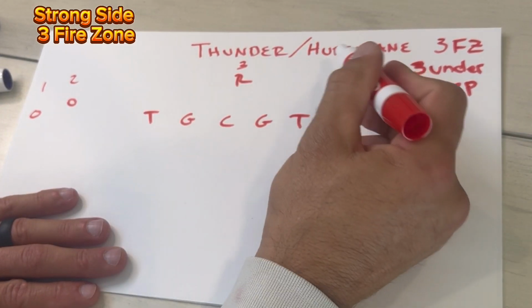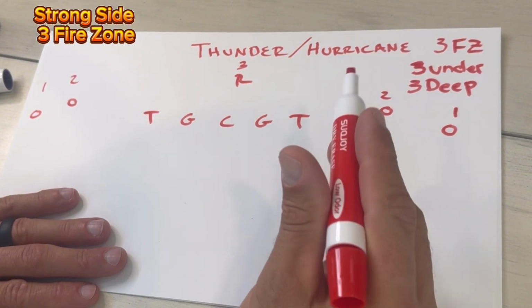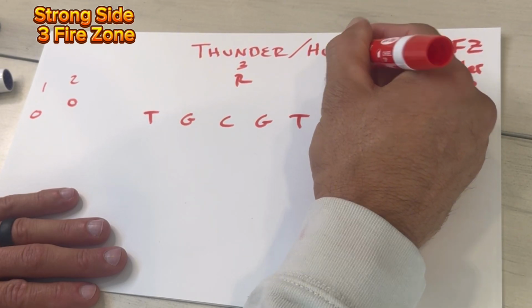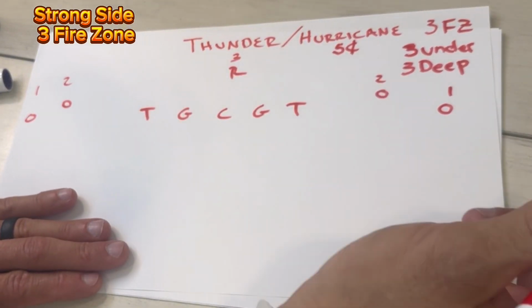All right. So Thunder and Hurricane are going to be the same thing. It's a Sam blitz from the strong side. But in Hurricane, that's just nickel. So the nickel back instead of the Sam, but it's the same position. Okay. Nickel. All right. So this is going to be a strong right call.